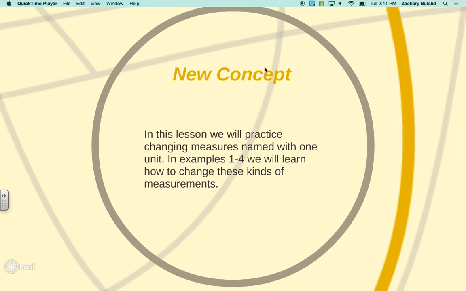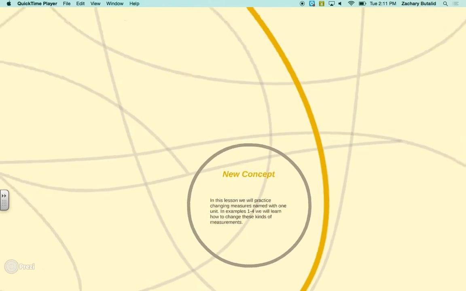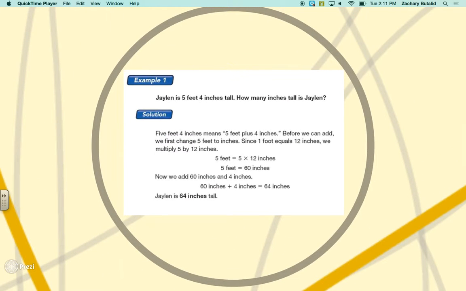All right, so in this lesson, we're going to practice changing measures named with one unit. And in examples 1 through 4, we're going to learn how to change these measurements. So if we look at example number 1, it says Jalen is 5 feet 4 inches tall. How many inches tall is Jalen?